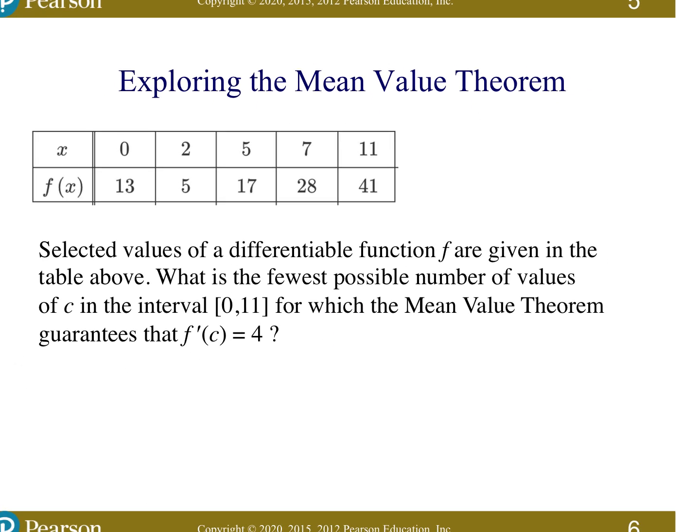Okay. Sometimes they'll ask you MVT in the form of charts with data tables. And they'll tell you, okay, these values are coming from a differentiable function. So we've got a differentiable function, and because it's differentiable, we know it's continuous. What's the fewest number of values of c in the interval 0 to 11 for which the mean value theorem would guarantee that f prime would be equal to 4? So what are the minimum number of instances that would happen? So the mean value theorem is going to guarantee us.